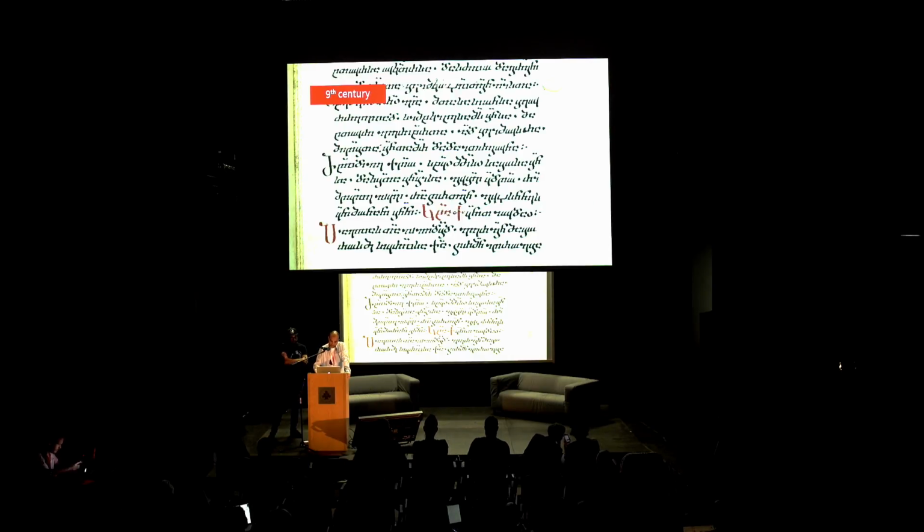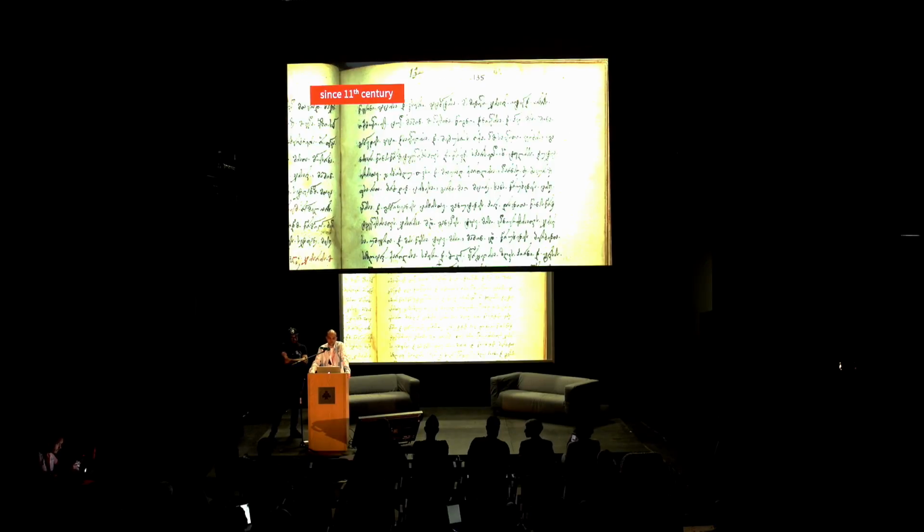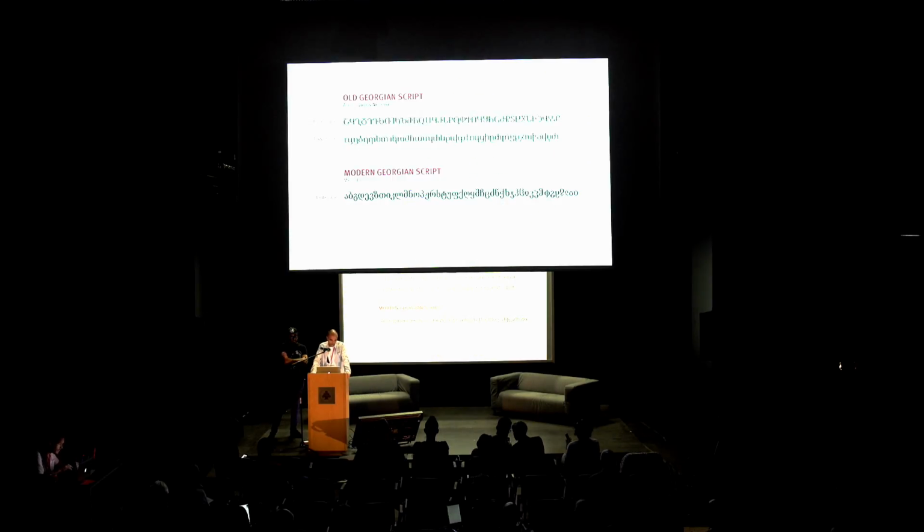Later, due to fast writing and the change of writing tools, a new script was developed, and this new script spread widely, and everybody learned it easily. It is modern Georgian lowercase. We call this script Khedruli, which means a secular alphabet. So there is an old Georgian script and a modern Georgian script.